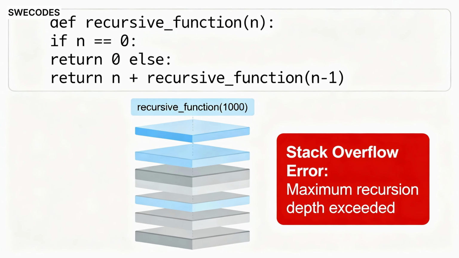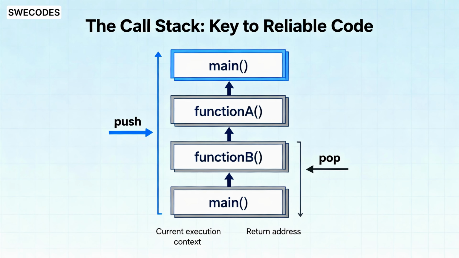Your recursive function looks perfect. It's clean, it's a mirror of the mathematical definition. But when you run it with a large input, your whole program dies. You get the one error every developer fears: Stack Overflow. Why? It's not your logic. It's your memory. We're diving deep into the one concept that explains this: the call stack. Understanding this isn't optional. It's the difference between code that works and code that works reliably.